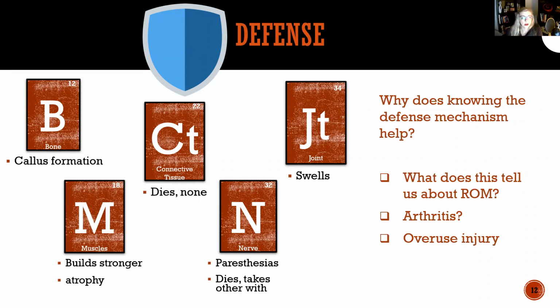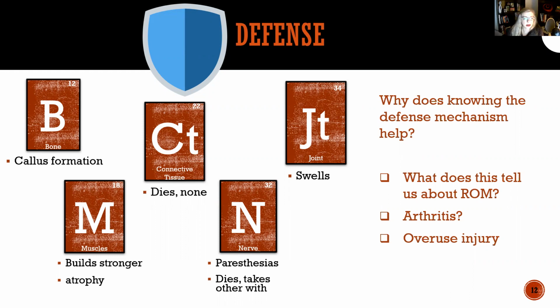So if a bone is injured, what it's going to do is it's going to make a callus, which means it's going to make more bone to sort of try to protect itself. If you understand that, then all of a sudden you understand arthritis. If you understand that connective tissue has no defense mechanism, doesn't heal very quickly, and just dies, then you understand why connective tissue injuries don't usually heal themselves. You also understand why connective tissue injuries require surgery.